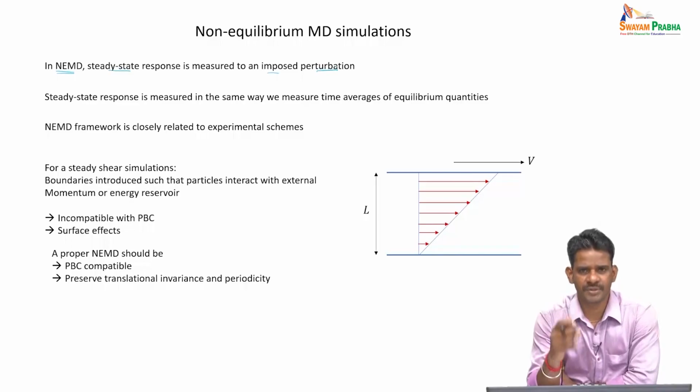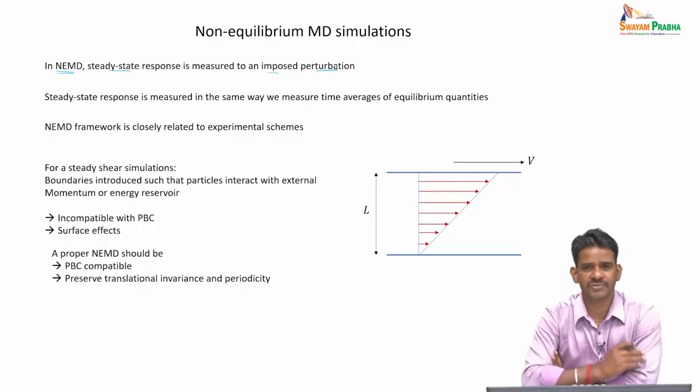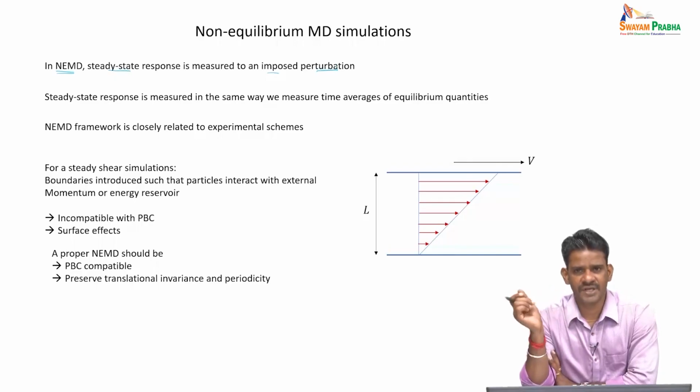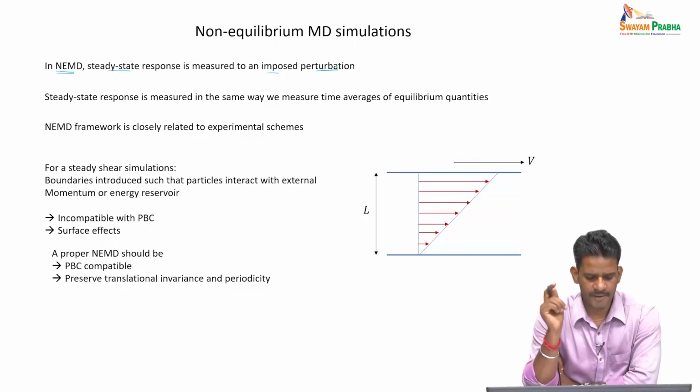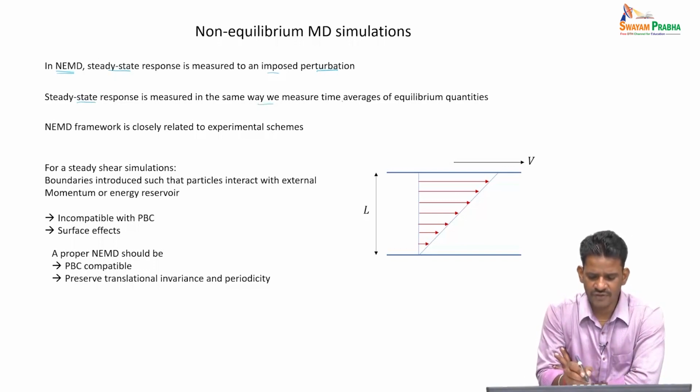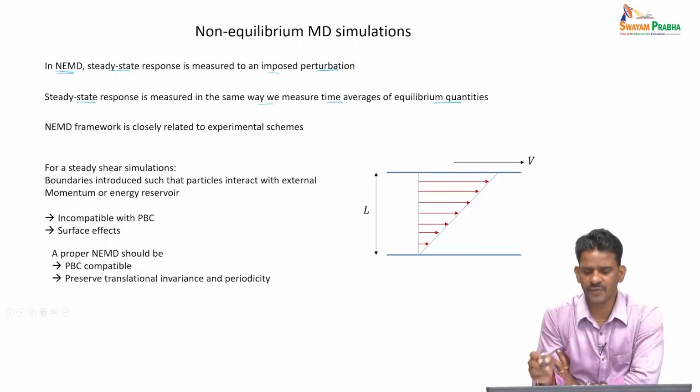So, we apply a perturbation and then look at how the system responds to it, and we are looking at that system's response in a steady state behavior, and the steady state response can be obtained in the same way we used to measure time averages of equilibrium quantities.